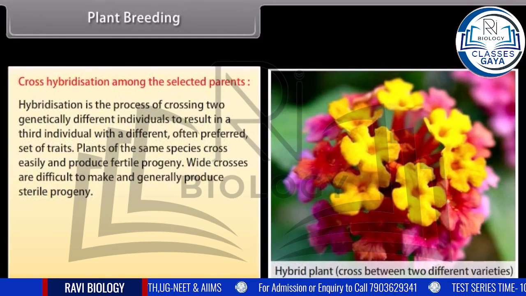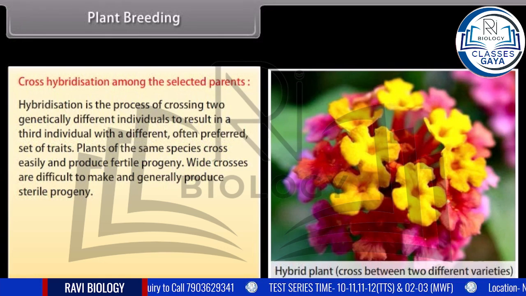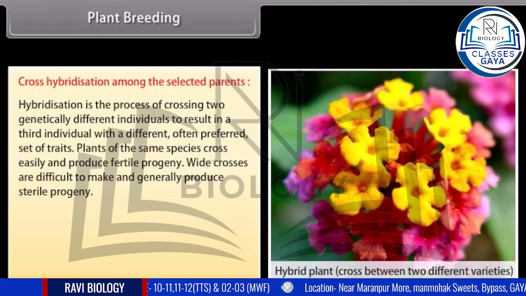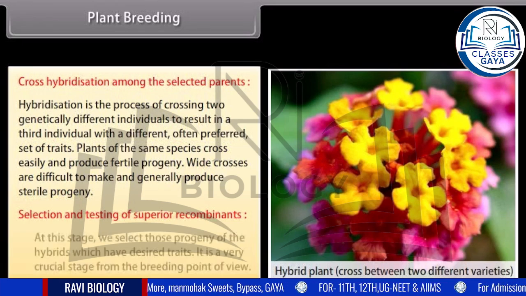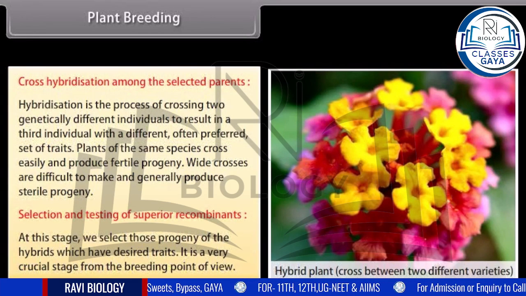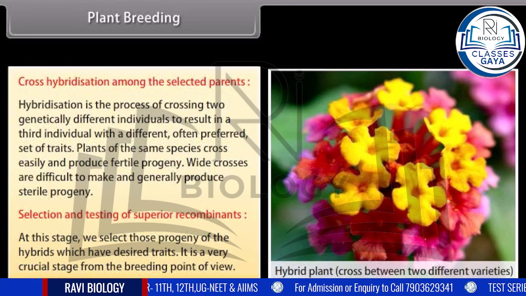Hybridization is the process of crossing two genetically different individuals to result in a third individual with a different, often preferred set of traits. Plants of the same species cross easily and produce fertile progeny. Wide crosses are difficult to make and generally produce sterile progeny. Selection and testing of superior recombinants. At this stage, we select those progeny of the hybrids which have desired traits. It is a very crucial stage from the breeding point of view.